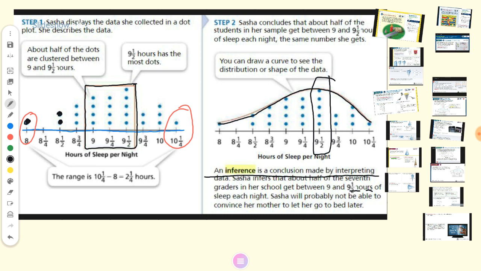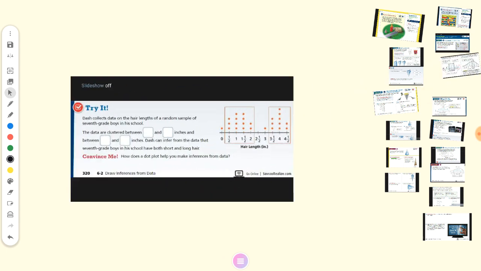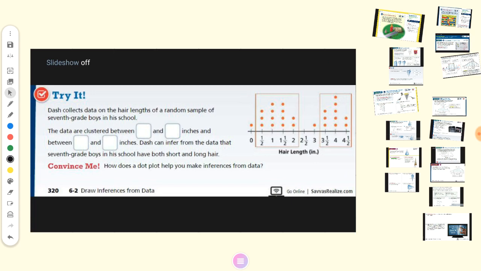So we can use statistics, population and samples in our real life and represent it, and it's also easy to represent by a graph. As you see here, it's another question.